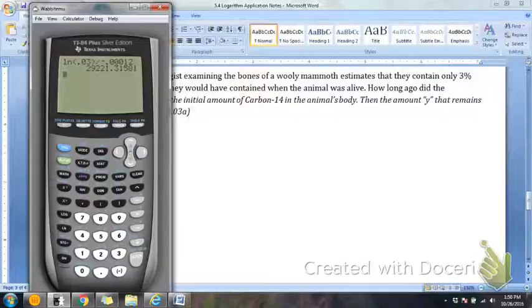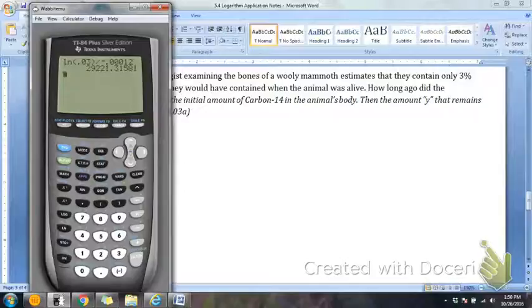And I'm getting 29,221. Is that what you guys are getting? Okay, what does this mean? So ln of 0.03 divided by, you had too many parentheses, that's why. It automatically pops up a parenthesis for you.